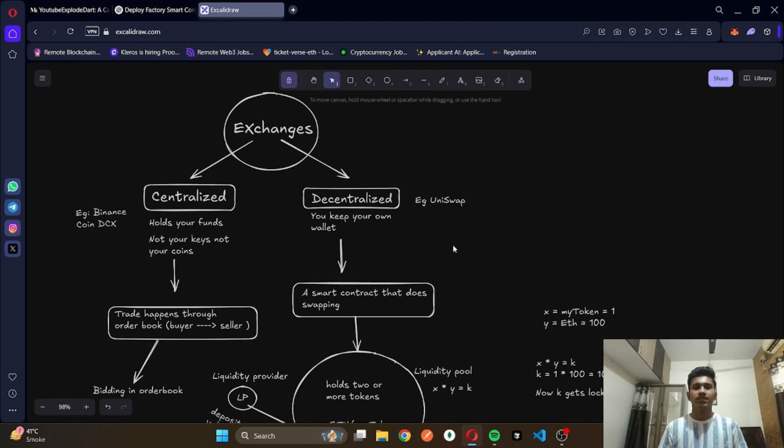So hello everyone, this is day 10 of writing 15 smart contracts in 15 days. But today, actually, I won't be writing a single line of code, but instead, we will be exploring exchanges, right?